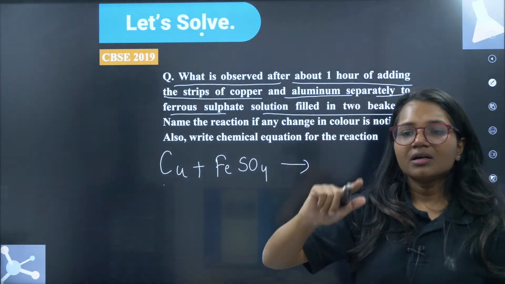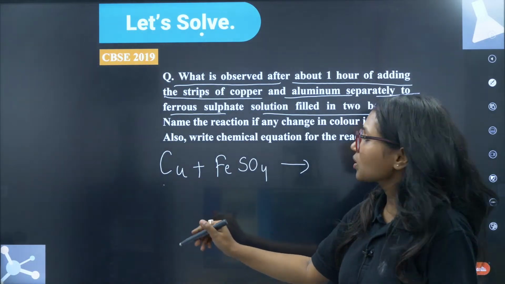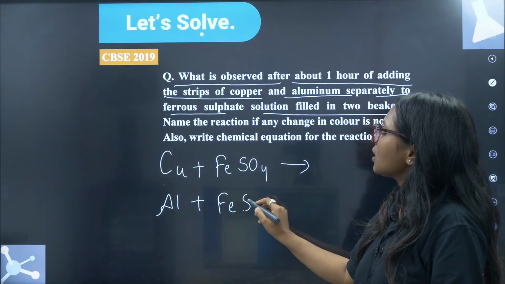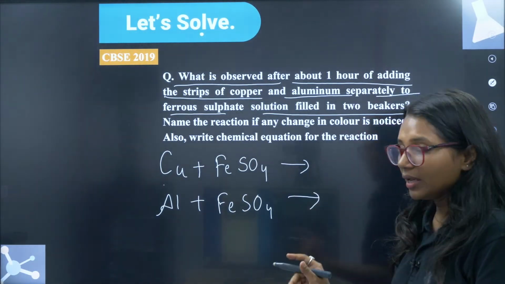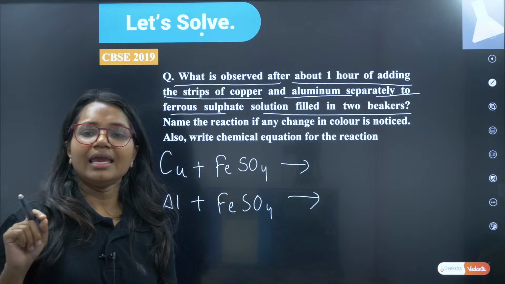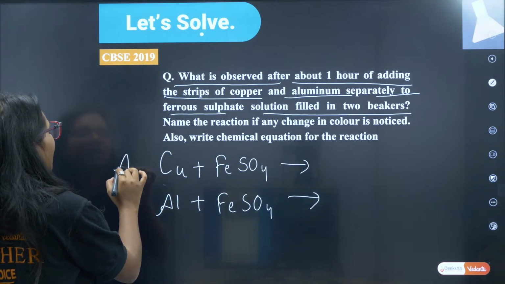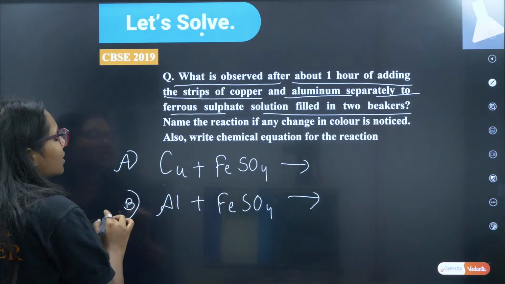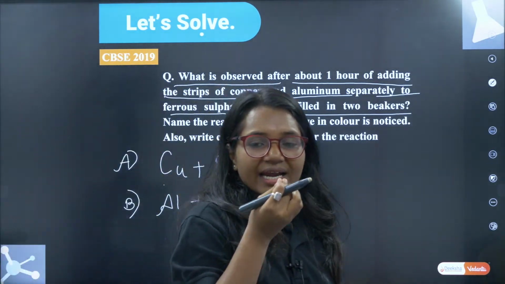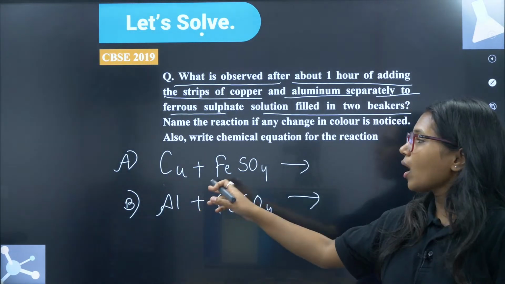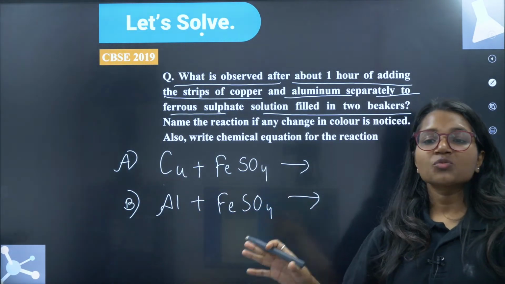Copper strips dipped into ferrous sulfate and aluminium strips dipped into ferrous sulfate. Can you tell me what will happen in reaction A and B? Copper, no reaction. Very good. Tell me what will happen in the first reaction.